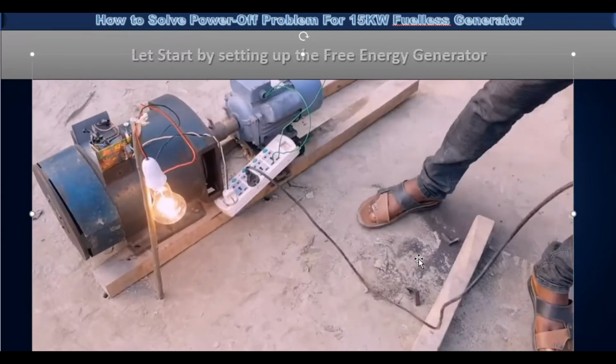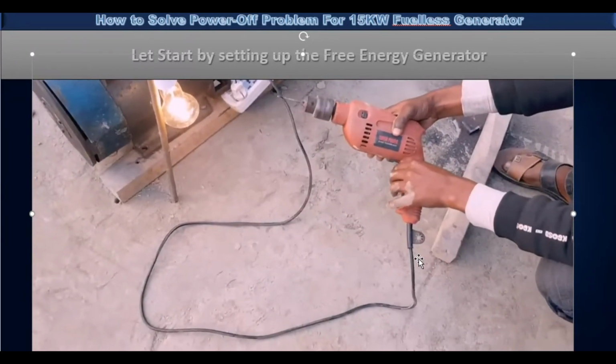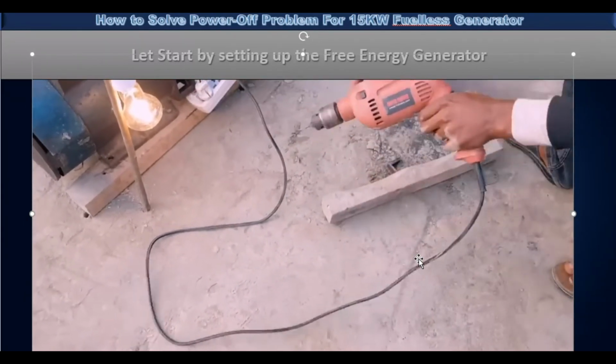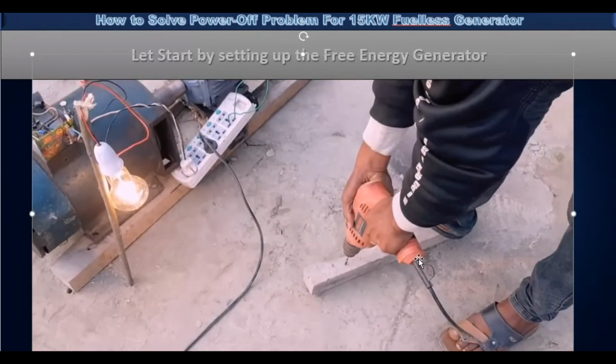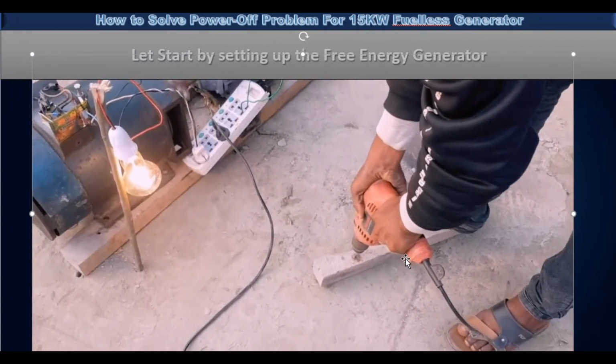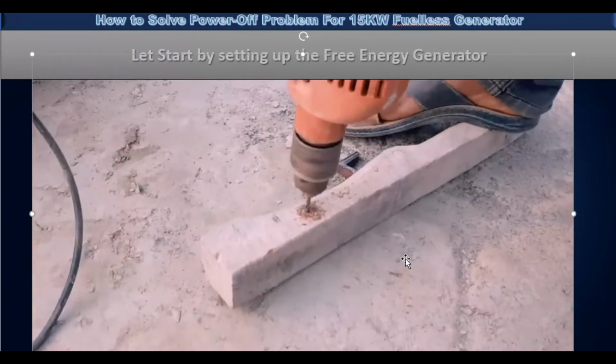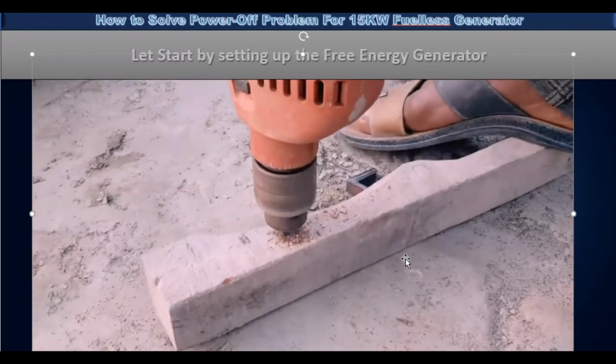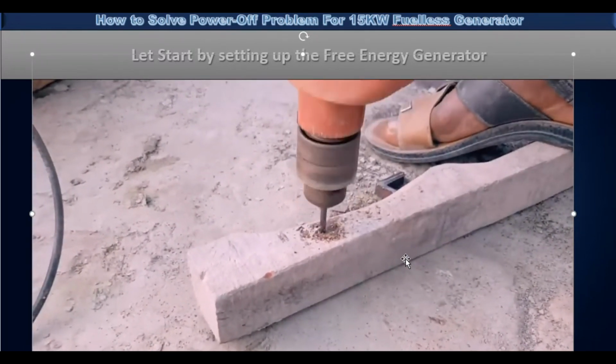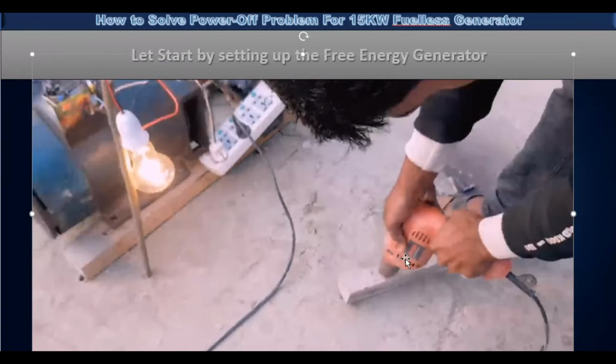You can connect anything you want to connect there, and you can drill anything you want to drill. As you can see here, you can power your fridge, you can power your AC, depending on the capacity of your AC, and also you can use it to do so many things. So this is the simplest method you can use to solve this power off problem which most of you are facing.